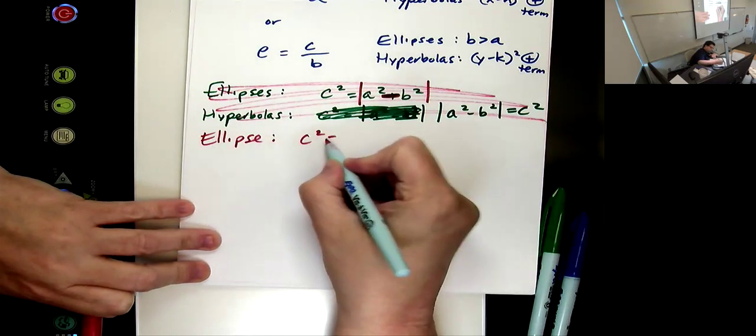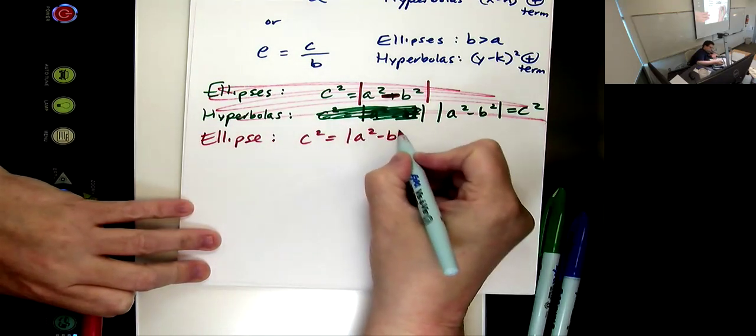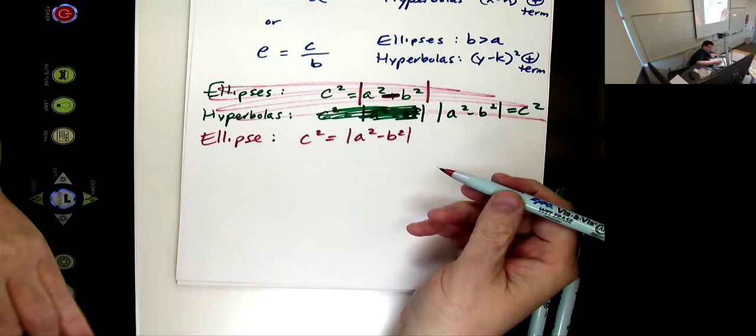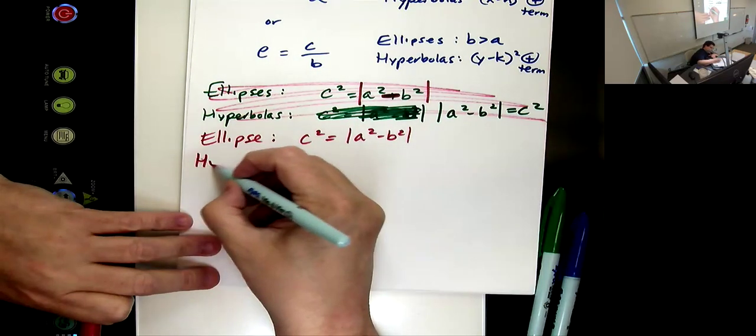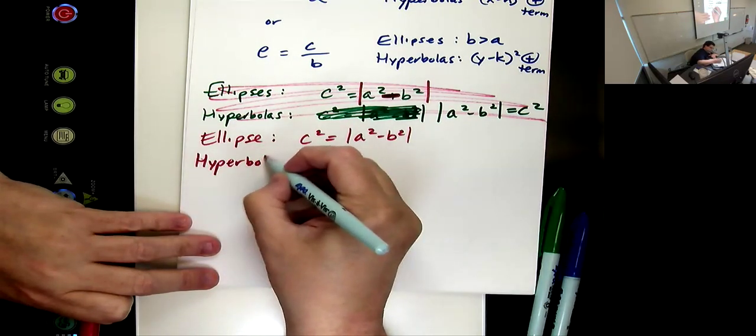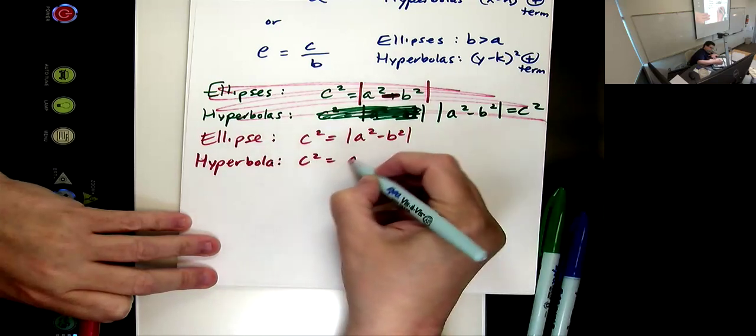For ellipses, C squared equals the absolute value of A squared minus B squared. For hyperbolas, C squared equals A squared plus B squared.